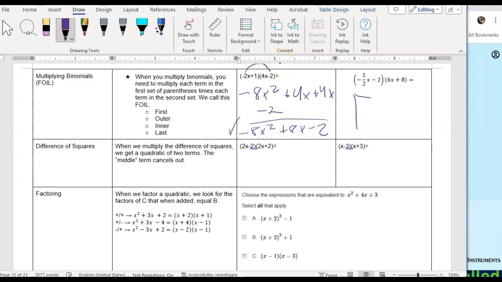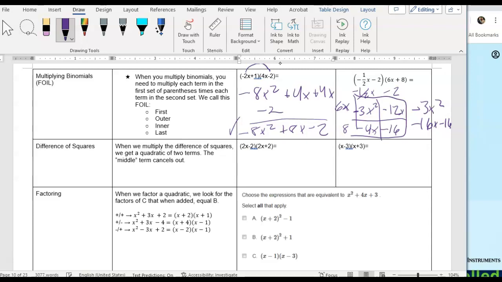Now here I'll model using the box method. So negative 1/2 x minus 2, 6x plus 8. All right, so 6 times negative 1/2 x is negative 3x squared. 6x times negative 2 is negative 12x. 8 times negative 1/2 x is negative 4x, and then 8 times negative 2 is negative 16. Then you can combine your like terms. So we'll have negative 3x squared minus 16x minus 16.